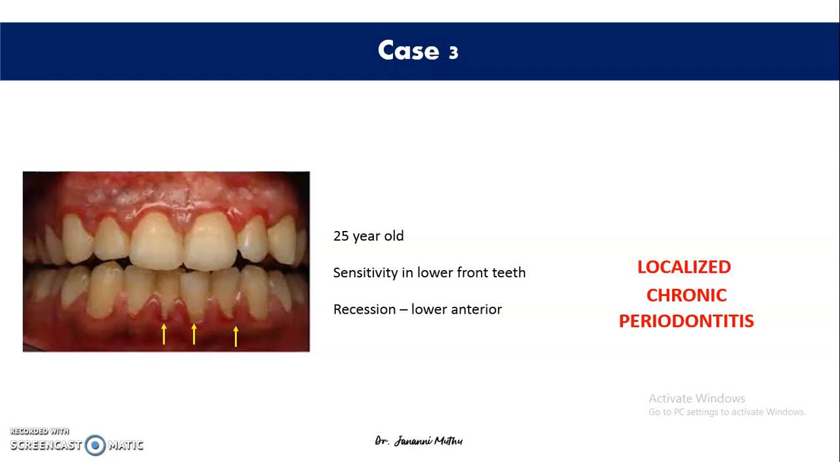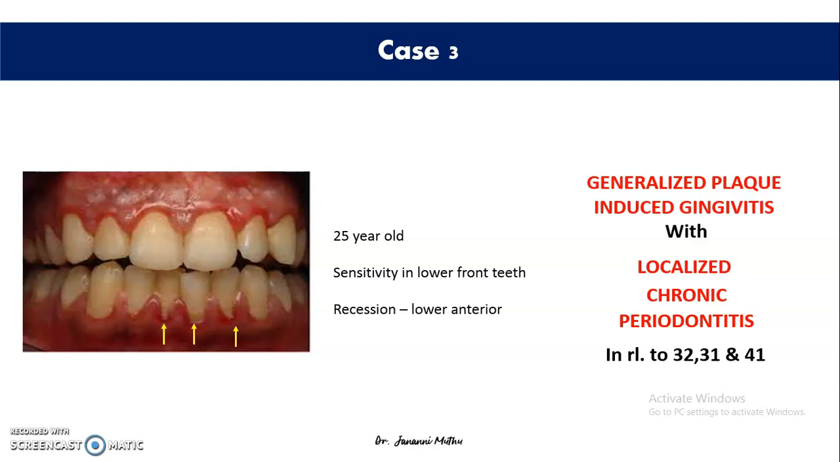Now, what about other sites? There is evident inflammation in the rest of the teeth. Hence, those teeth have gingivitis. Hence, your diagnosis is generalized plaque-induced gingivitis with localized periodontitis in relation to 3.2, 3.1 and 4.1.